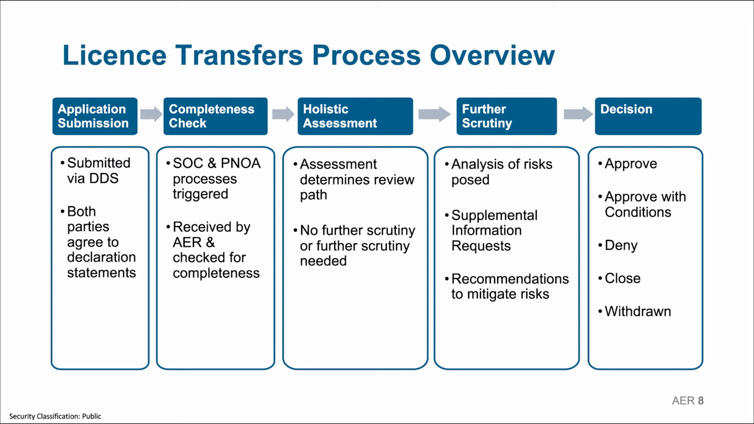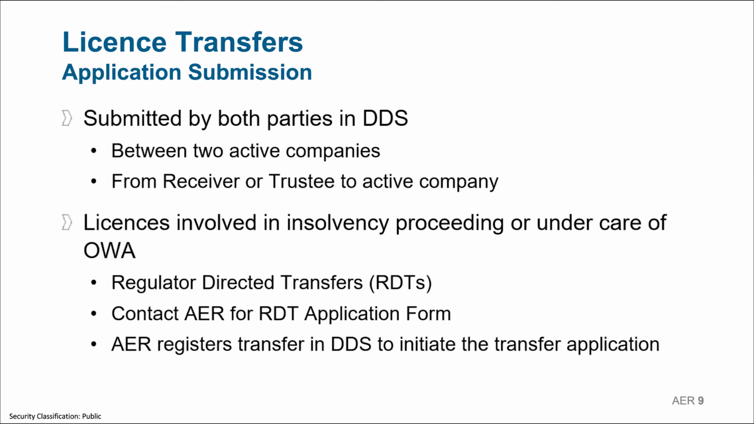If the licensee or application does not require additional scrutiny, the application will follow the routine review path for decision. Should the holistic assessment indicate further scrutiny is warranted, the application will follow the non-routine review path for decision. A decision is made and provided to both parties. Applicants can request to withdraw their application at any time without prejudice.